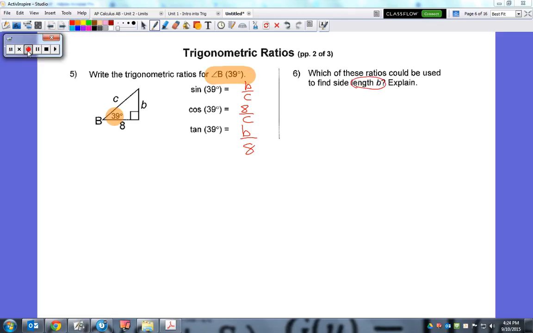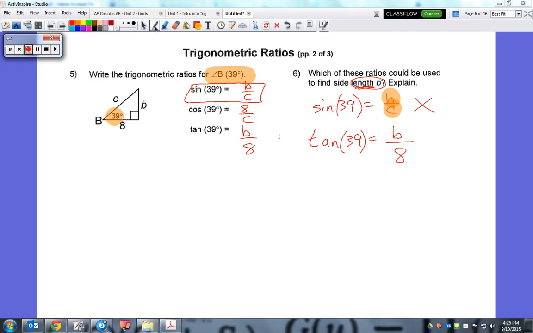So if I want to find length b, I can use this ratio here. So I would say the sine of 39 is equal to b over c, but the only problem, as far as finding an actual answer, is the fact that I have 2 unknowns. So it can be used, but I need to know what c is. Because I don't know what c is, I cannot get an answer numerically from this, but I can from tangent. Because the tangent of 39 degrees is equal to b over an actual number, 8.